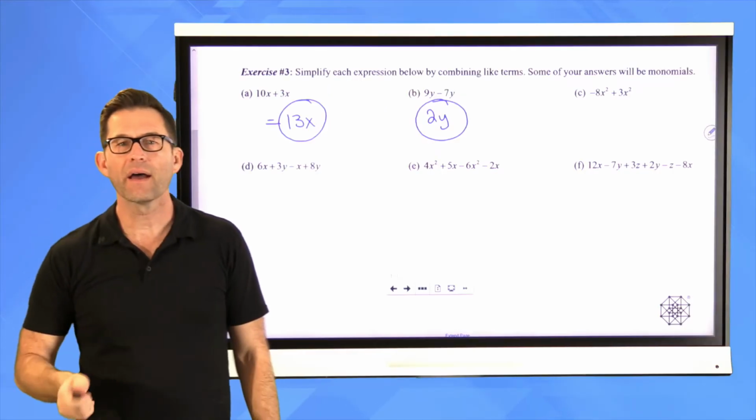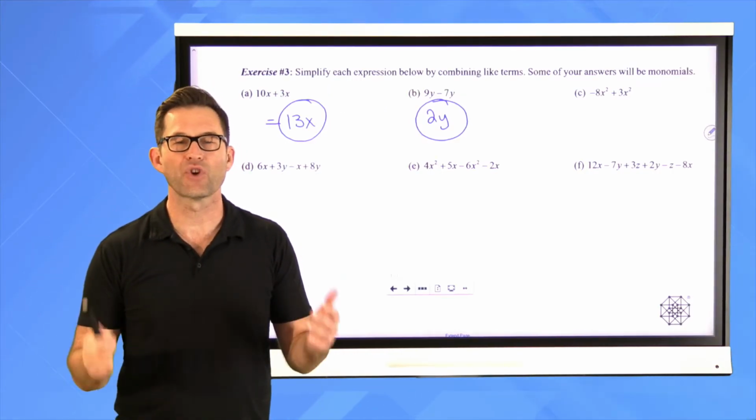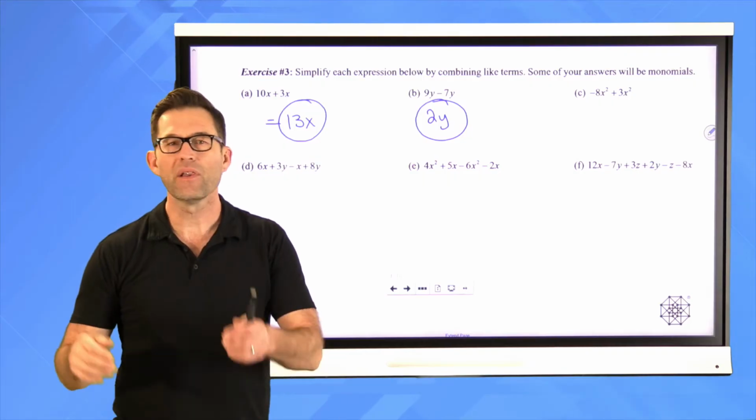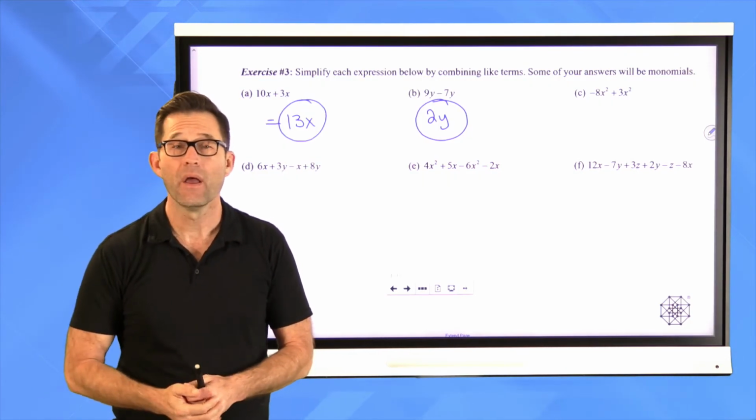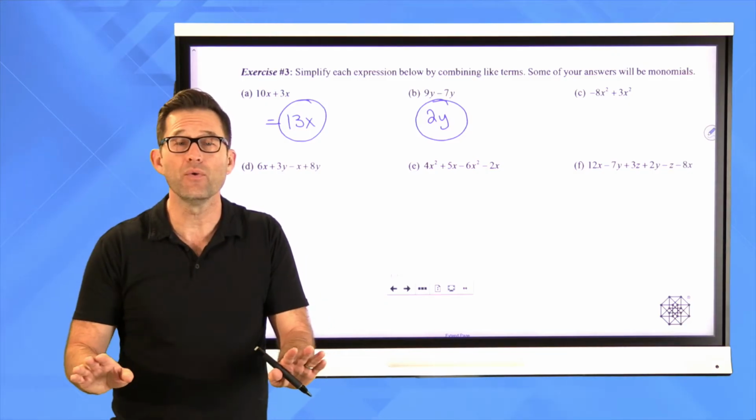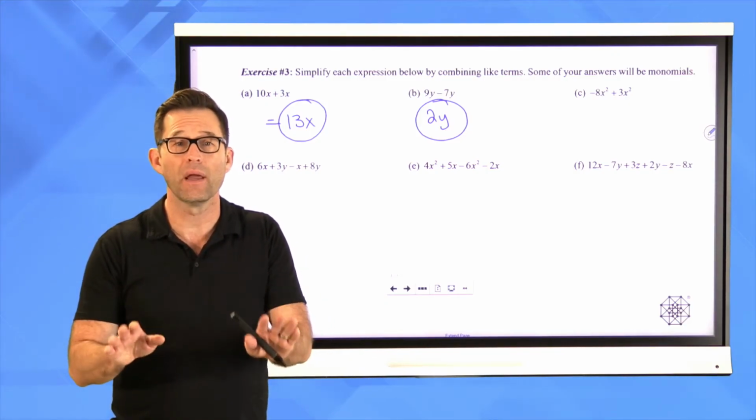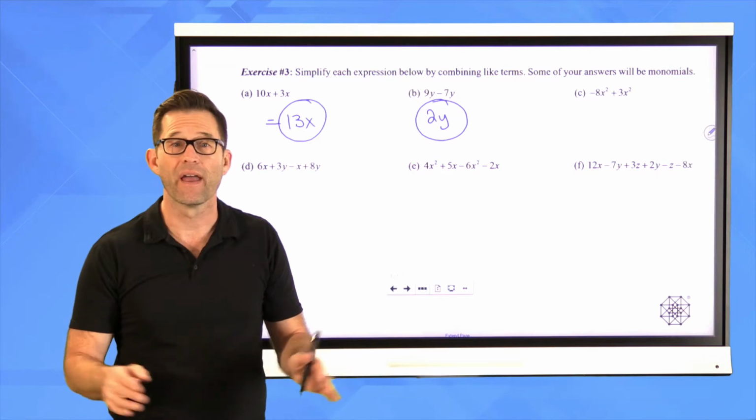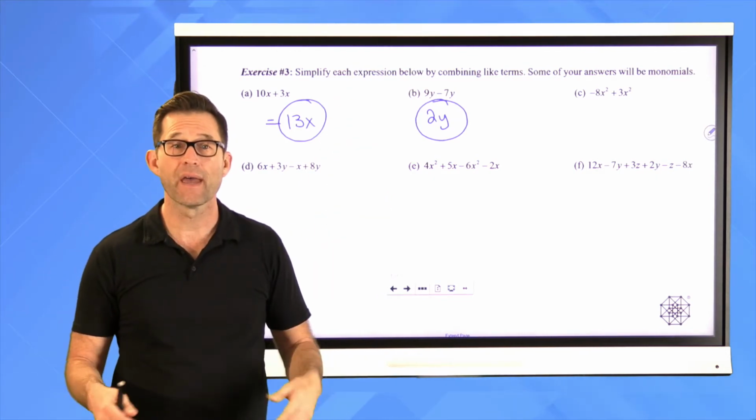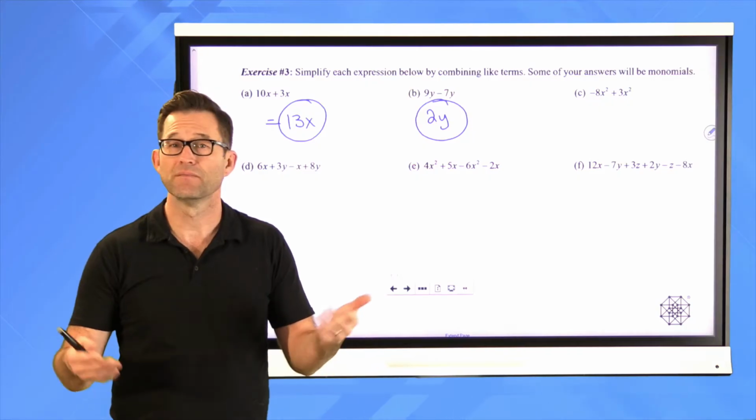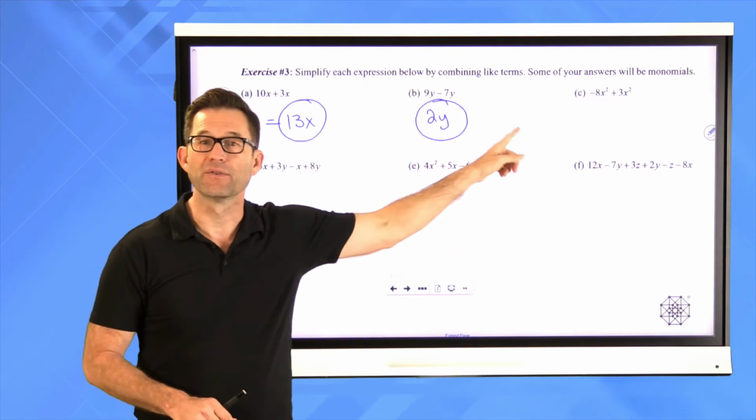We cannot do that with unlike terms. X plus x squared is just x plus x squared. There's absolutely nothing you can do to combine those two unlike terms. On the other hand, if I have 10x plus 3x, I can say that's 13x. Simple enough.